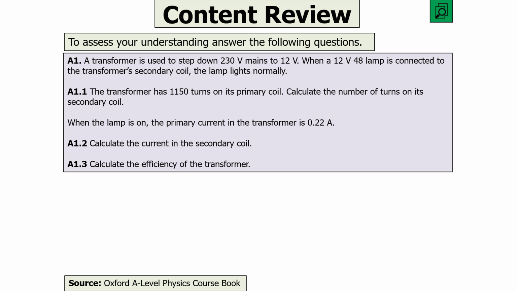When the lamp is on, the primary current in the transformer is 0.22 amps. Calculate the current in the secondary coil. Calculate the efficiency of the transformer. So pause the video now, then unpause the video when you want to go through your answer.